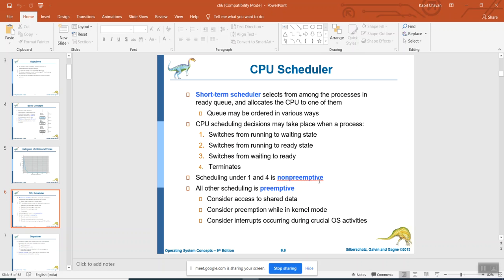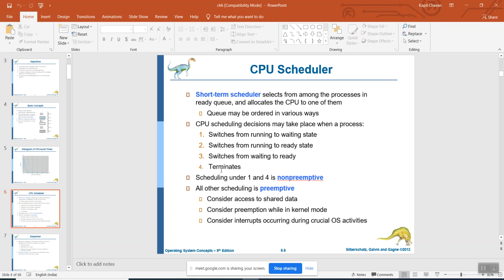And non-preemptive is nothing but those processes which are, okay, simply I will give the definition for the non-preemptive. To understand the definition of non-preemptive scheduling, we have to understand four situations. The first situation is the switch from running to waiting state. We know about the different states of the processes.